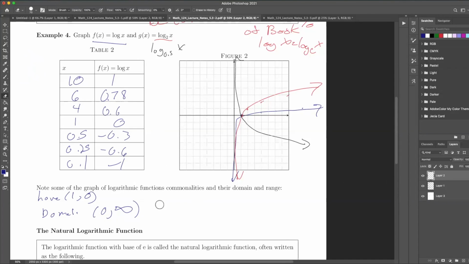The range for these is always going to be from minus infinity to infinity. That's for all of them. And in general, if a is less than 1 and greater than 0, it goes like this, right? And if a is greater than 1, it goes like this, right? So it comes down or goes up, right?